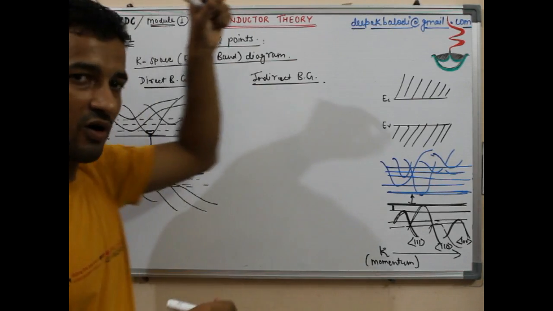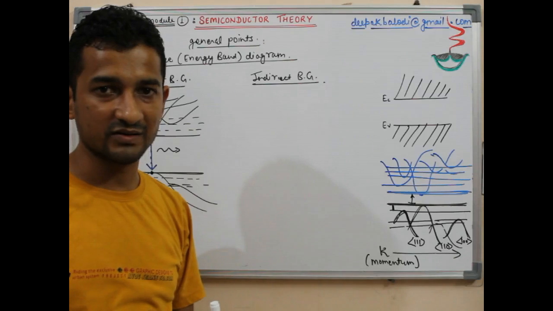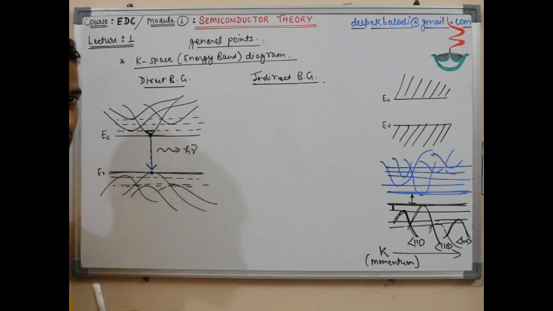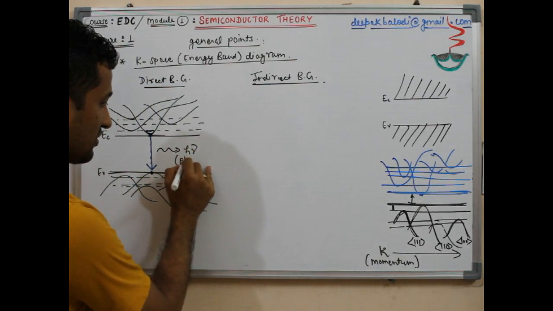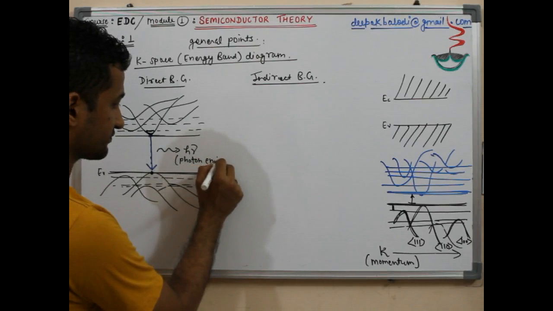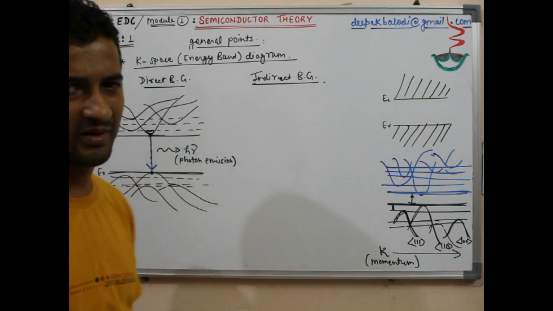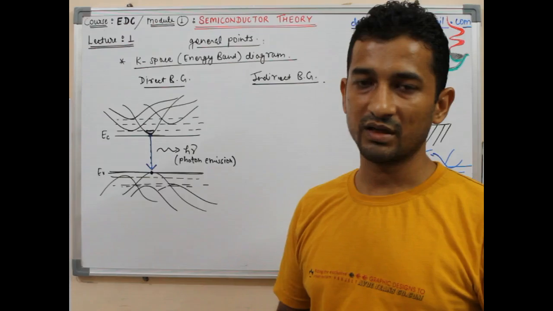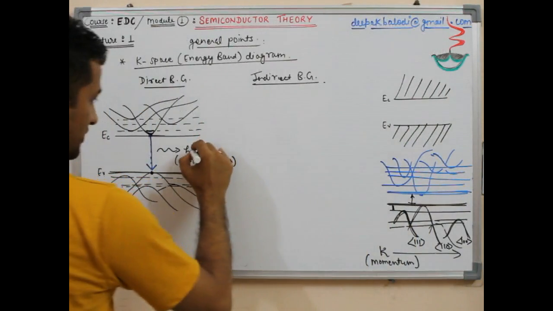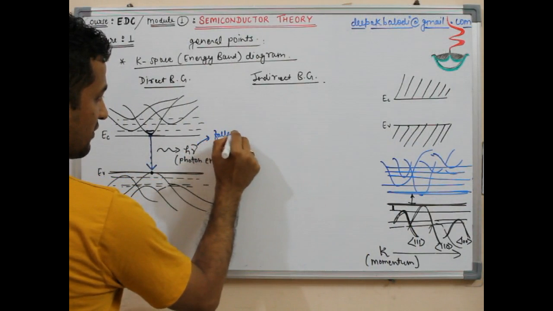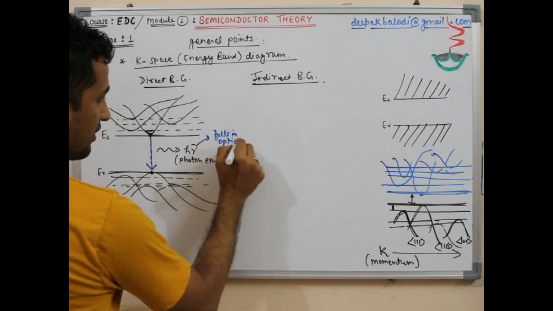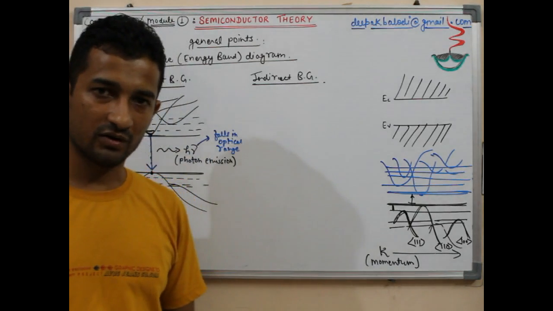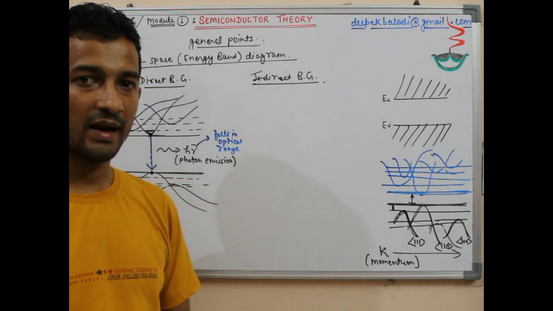It depends from what level the electron has gone to what level in the valence band. So some energy h nu, this nu is the frequency, and this is called photon emission. And from some basic optical theory, we all know that when a photon is emitted, this frequency falls in the optical range, and then only we call this hypothetical particle a photon, which is a quanta of light energy.